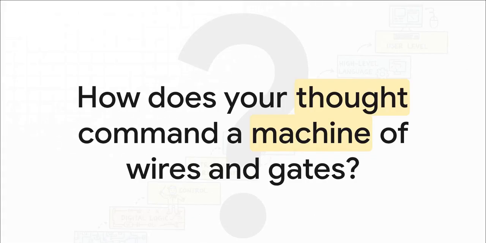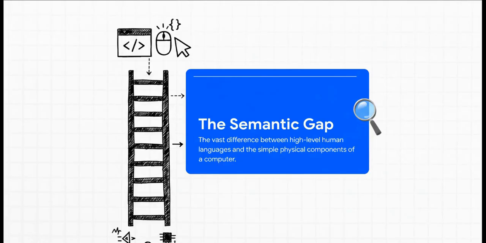I mean, it's really the central mystery of computing, isn't it? You have a thought, you express it with a click or by typing something, and somehow this machine, this box of wires and silicon, it just gets it. It understands you. So how on earth does a computer bridge that massive gap between our human world and its own world of pure logic? Well, computer scientists actually have a name for this exact problem. They call it the semantic gap.